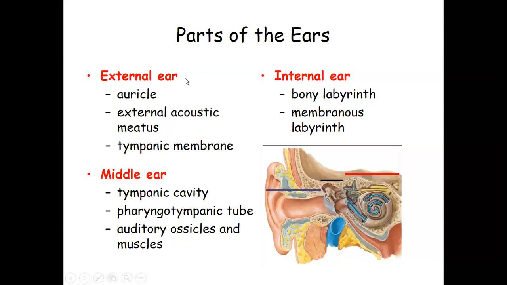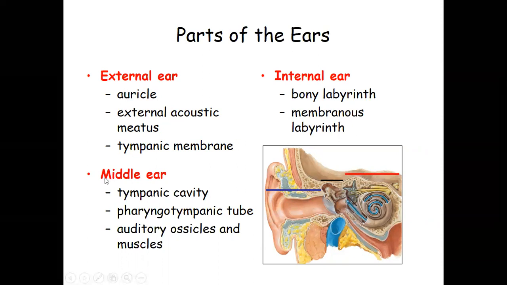For the external ear, we have a few components here. The auricle. If you see from this picture, this is the auricle. The external acoustic meatus. This is the external acoustic meatus. It's like a channel that leads toward the tympanic membrane. And then we have the tympanic membrane. So these are the three components of the external ear that you have to know.